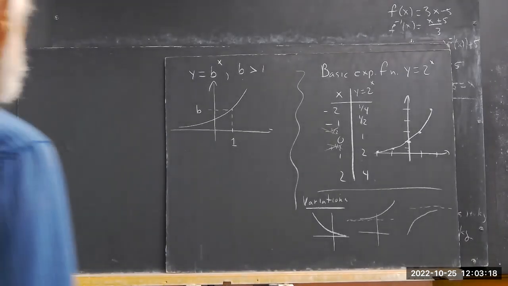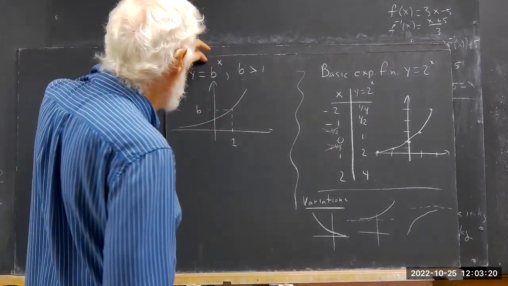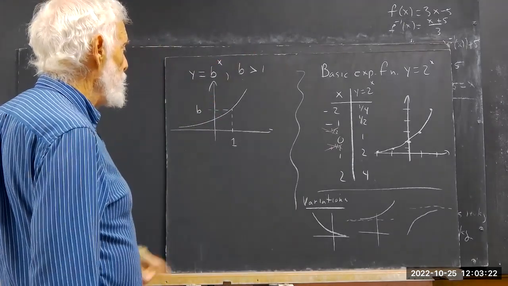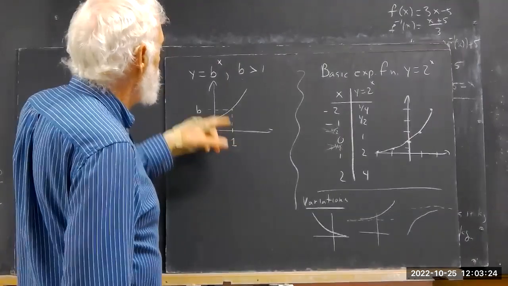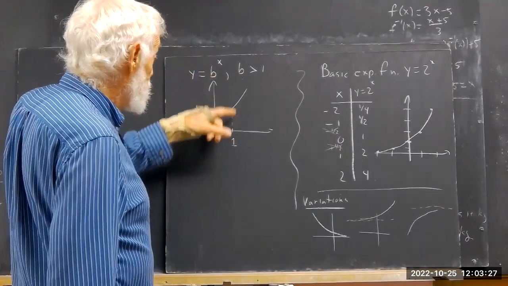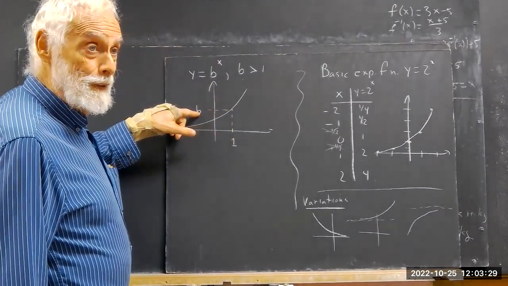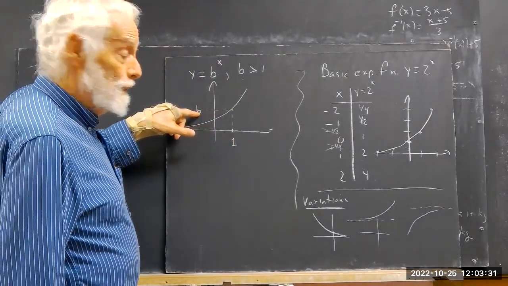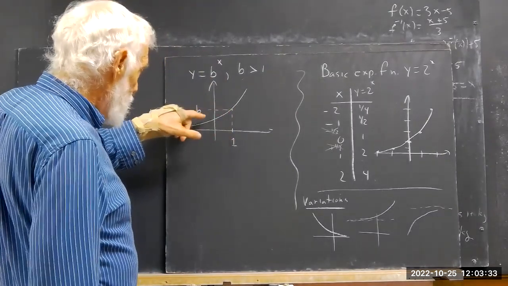Okay. So let's say this is a graph of b to the x, b is greater than 1. Well, if 1 is here, then b to the 1 is b, so that b has to be here. Whatever b is, the graph is going to look like this.